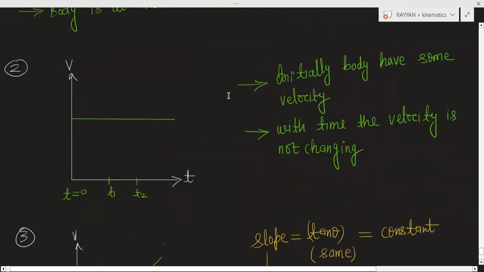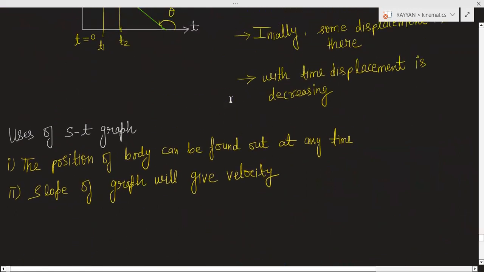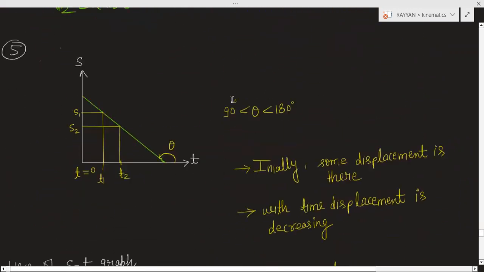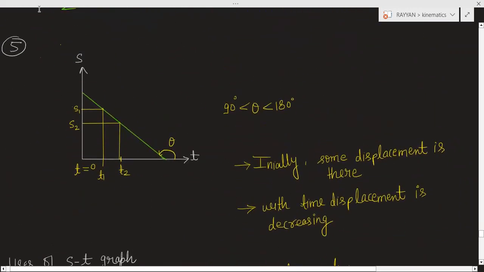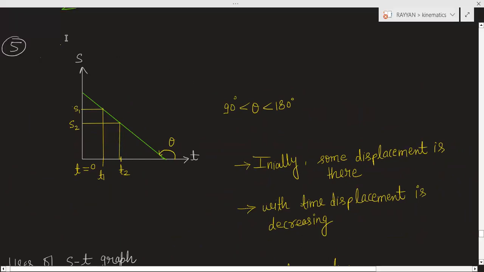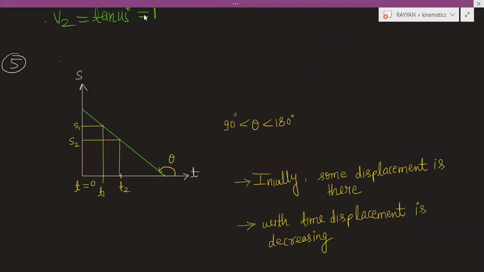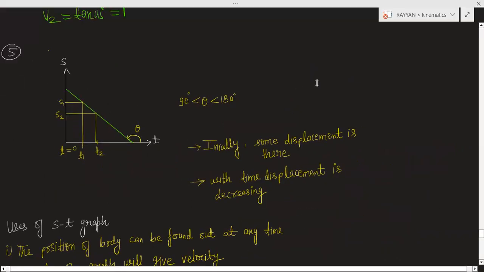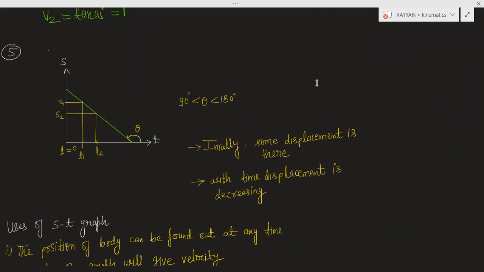Please write down all these graphs neat and clean, because this is given in your syllabus and I am teaching this according to your syllabus. So accordingly, you have to make notes properly. If you make notes by yourself, then your understanding will increase. Okay.